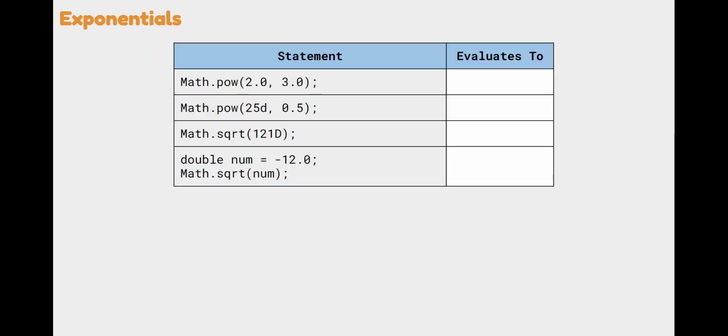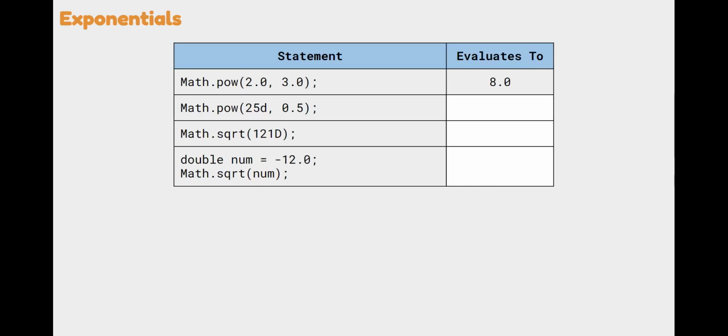In our examples for our first statement, we are calling the pow method. We are calling it by class because the pow method is a static method. We call it by class and not by object. We are passing in 2.0 as our base and 3.0 as our exponent. This evaluates to 8.0.